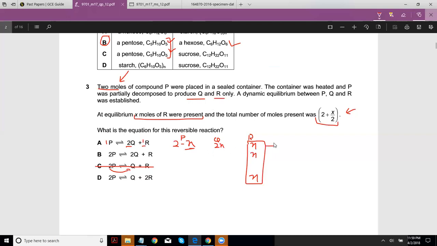So you just basically add all of this. So this is 2 minus x plus x, which cancels. So this would be 2 plus 2x. Yeah. Which is not what we need. So we'll just keep doing this trial and error.